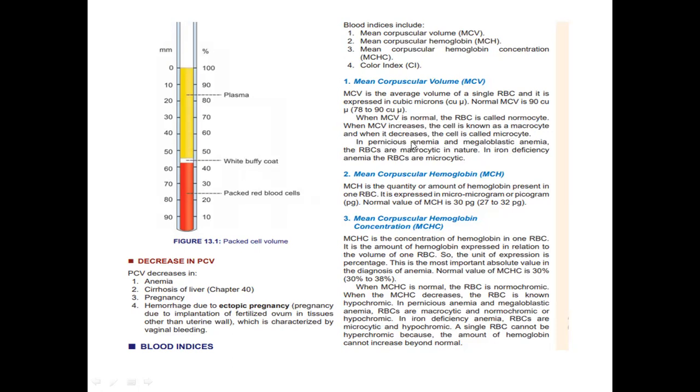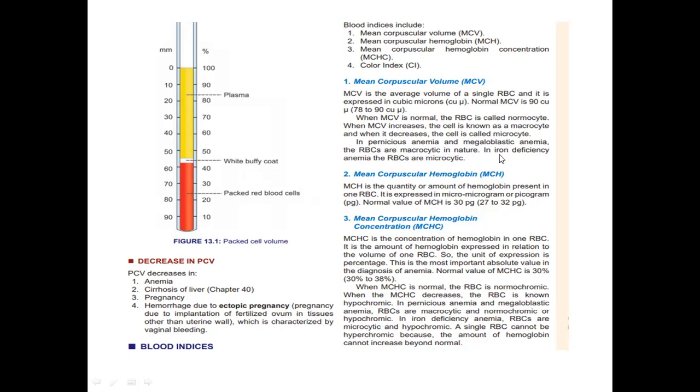Now, in pernicious anemia and megaloblastic anemia, the red blood cells are macrocytic in nature. But in iron deficiency anemia, the red blood cells are microcytic in nature.